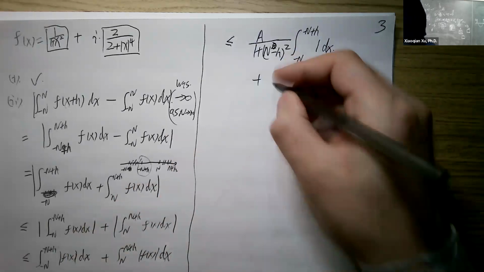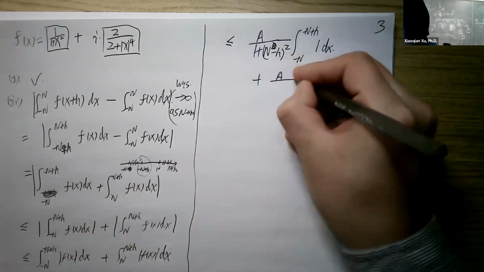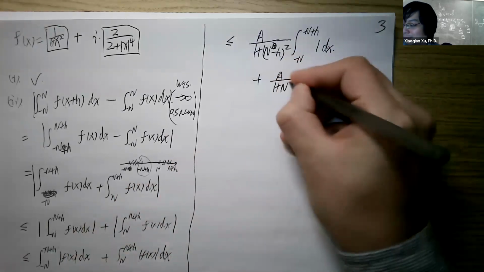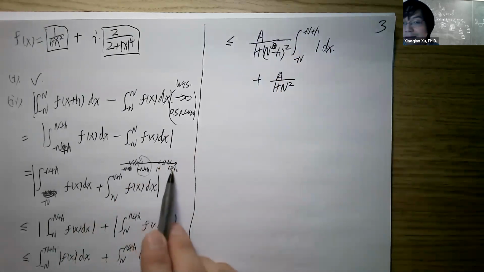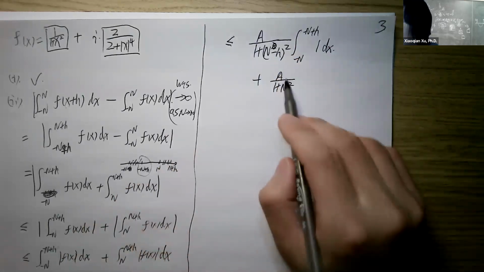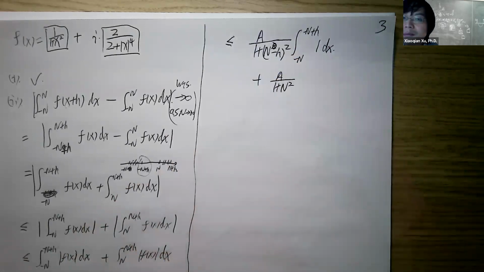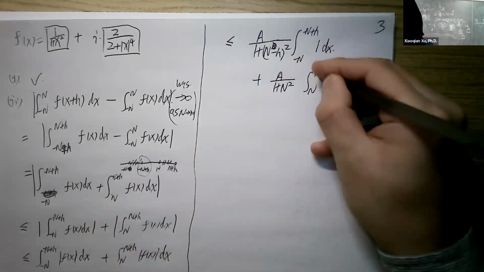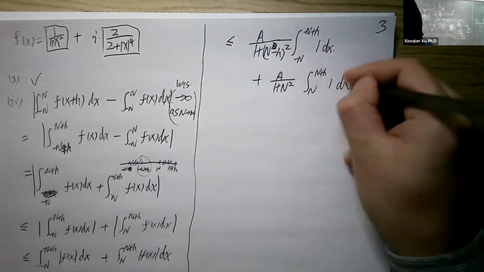Plus this f(x) is less than or equal to a over 1 plus n squared, right? Well, this one is smaller than this one, so f(x) is less than or equal to 1 over a over 1 plus n squared. You still get the integral from n to n plus h of 1 dx.